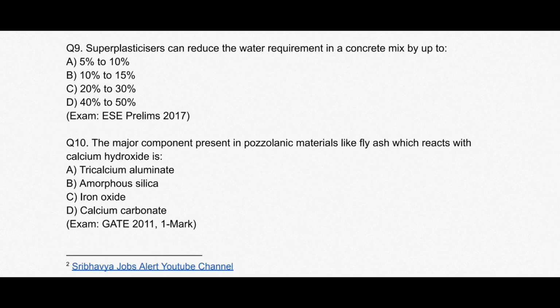Ninth question. Super plasticizers can reduce the water requirement in a concrete mix by up to option A 5 to 10, option B 10 to 15, option C 20 to 30, and option D is 40 to 50. So the answer is option C, that is 20 to 30.